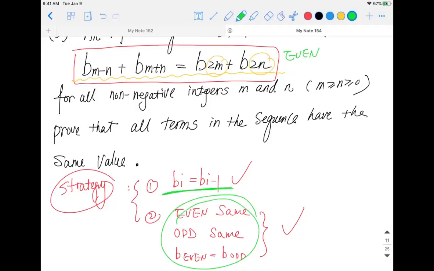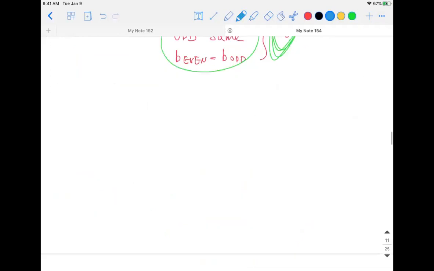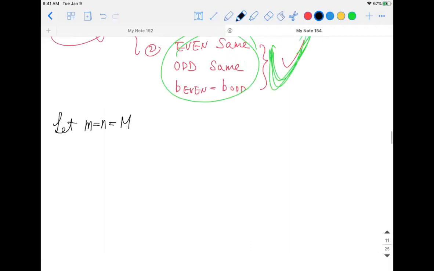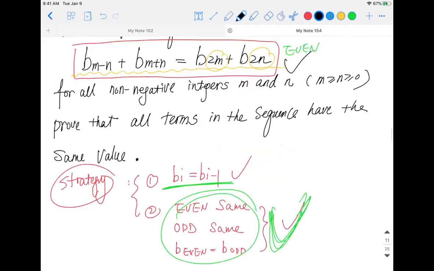This is the way how you think. So preferably, this is a big direction, even or odd, this kind of thing. Okay, so what we're going to do is let m equals n equals m, whatever number, or k, whatever you like. We plug it into the original relationship.